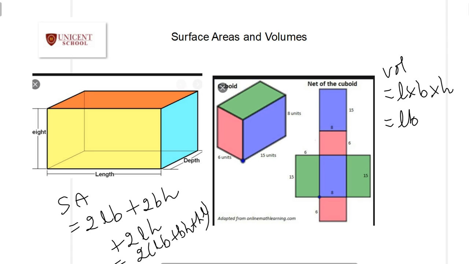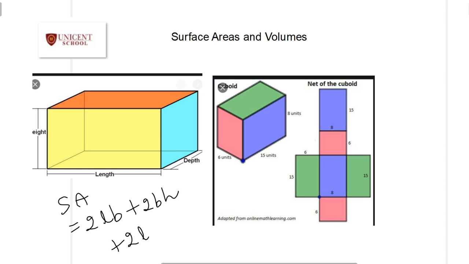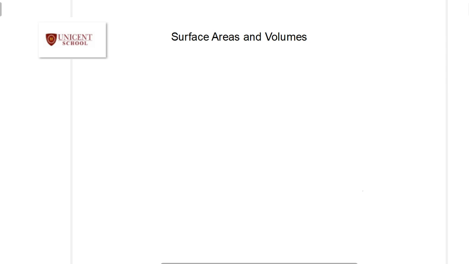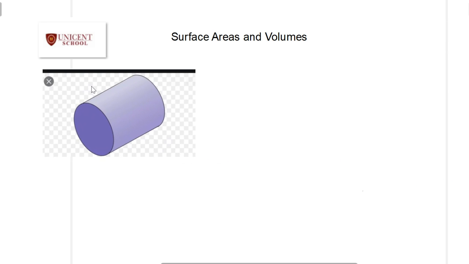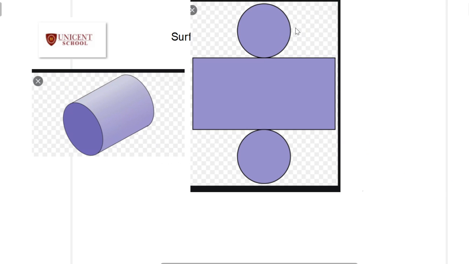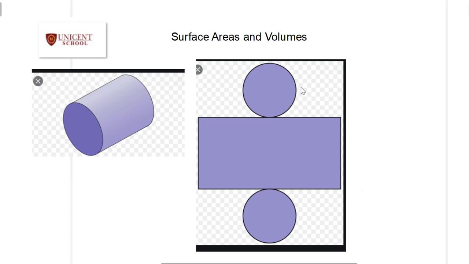Now let us take a cylinder. A cylinder, as we discussed in the beginning, has curved edges. Let us take a cylinder and its net. If you see the net, we can easily make out that it is formed by one rectangle and two circles. Here it has two kinds of surface area. One is the curved surface area.